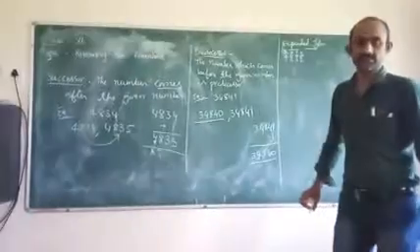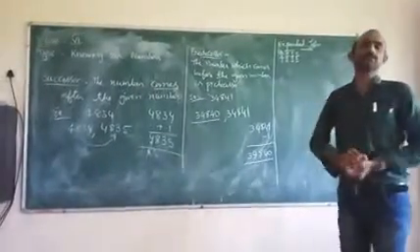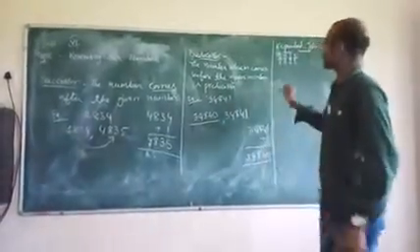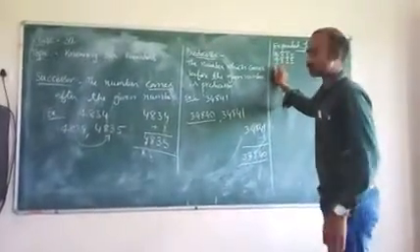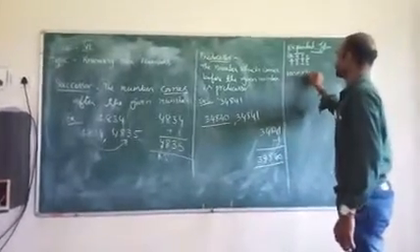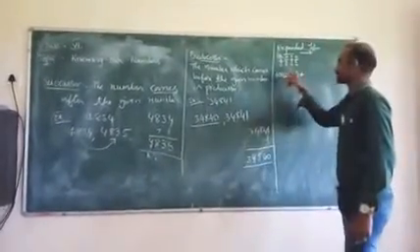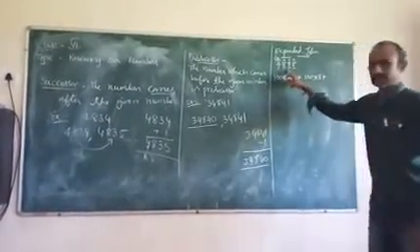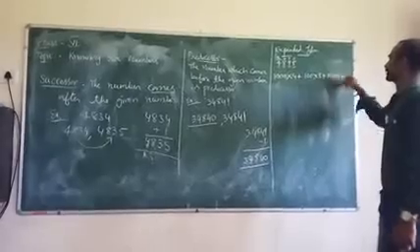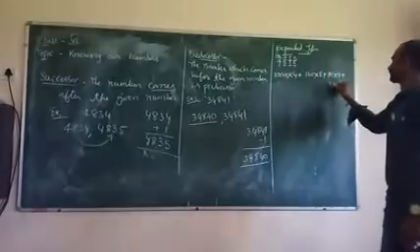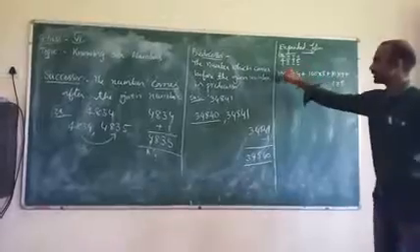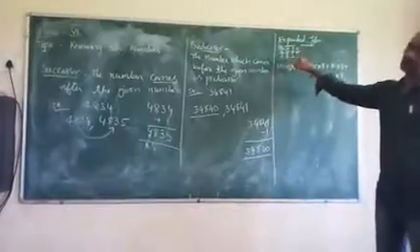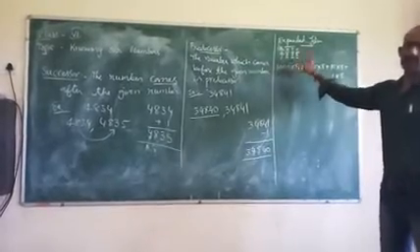Here we have to identify how many thousands are there, how many hundreds, how many tens, and how many ones. Thousands are 4. How many hundreds are there? 8 hundreds. How many tens? 9 tens. How many ones? 8 ones. Again, how many thousands? 4 thousands. Hundreds? 8 hundreds. Tens? 9 tens.